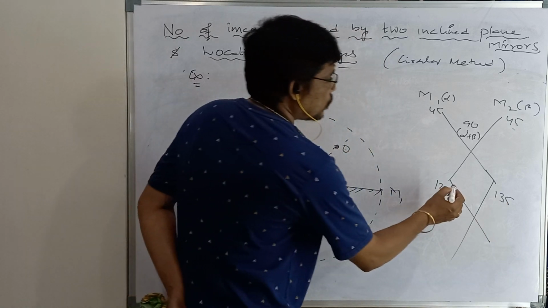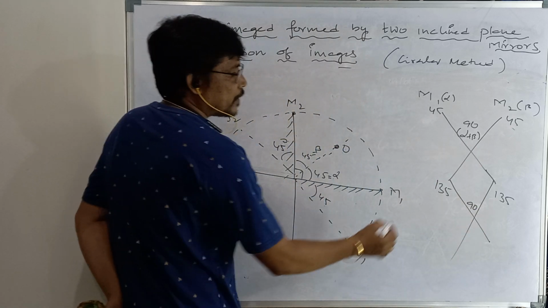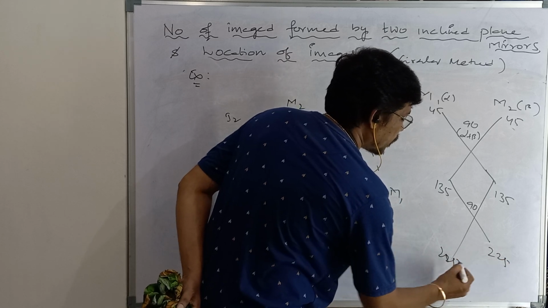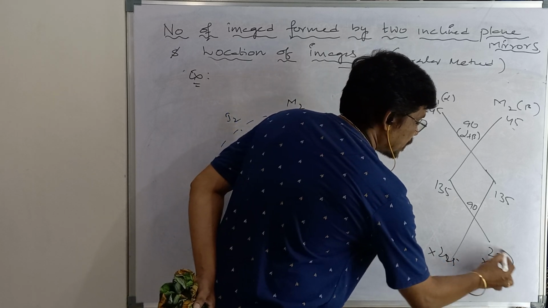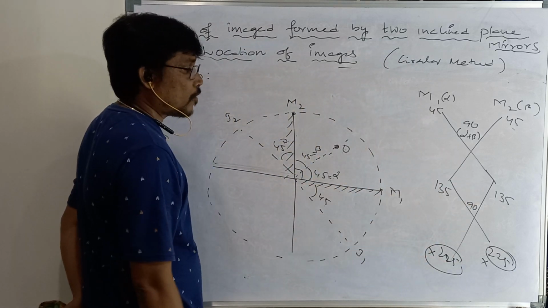Again, this is 135, and this angle is 90. So 90 plus 135 means 225. For this angle, images are not formed. I will tell you why those images are not formed.